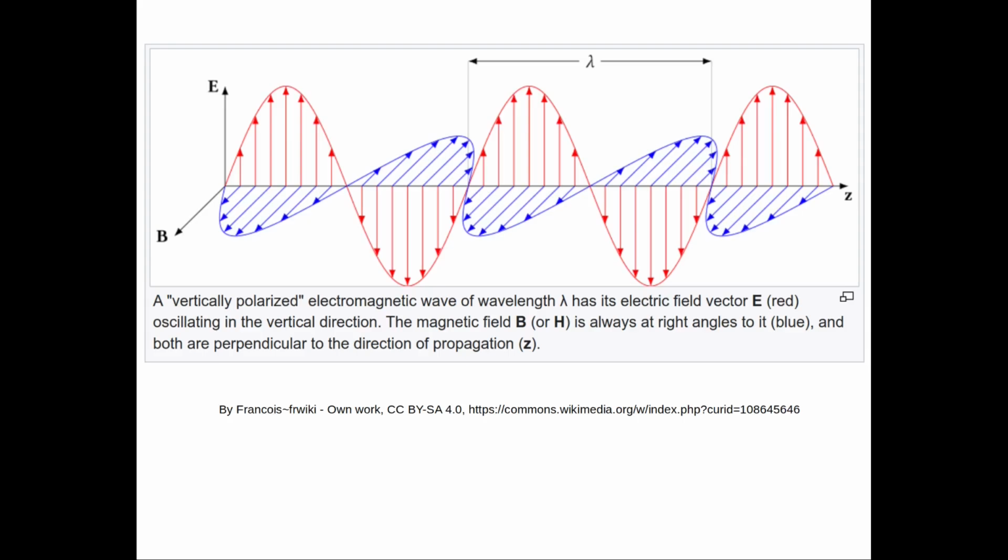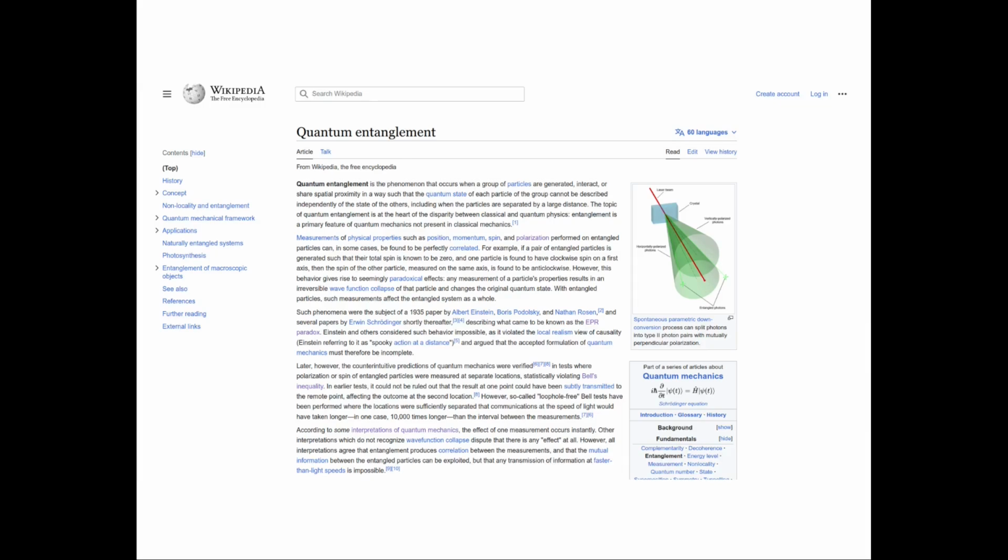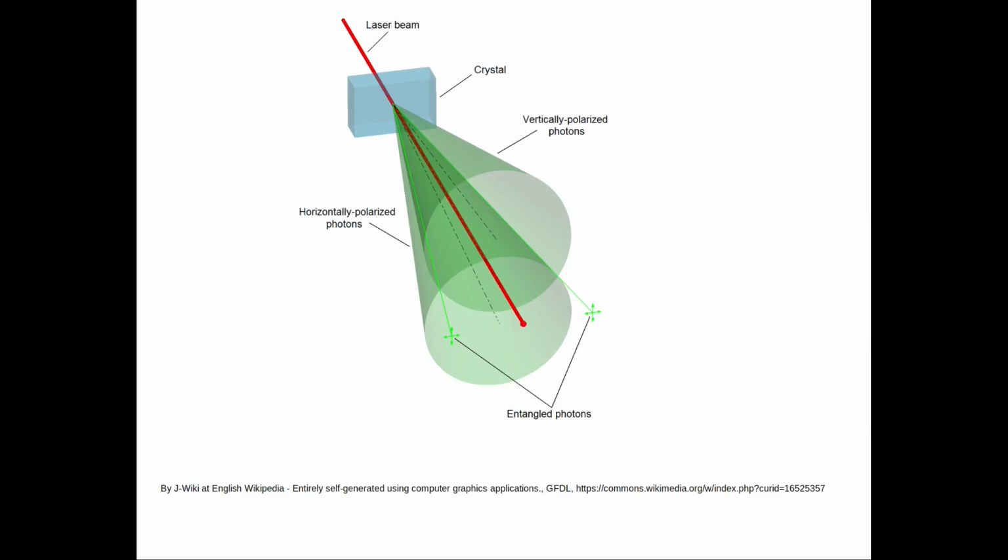Now, this is just a wave. Photons aren't waves, they're wave particles. And in a Bell test, we are measuring photons, not waves. So how do physicists model the polarity of photons? We come to this article on the very subject matter of quantum entanglement, looking at a diagram to the right, and we see that photons are vertically polarized or horizontally polarized. That's how the modern-day quantum physicist specifies polarity.